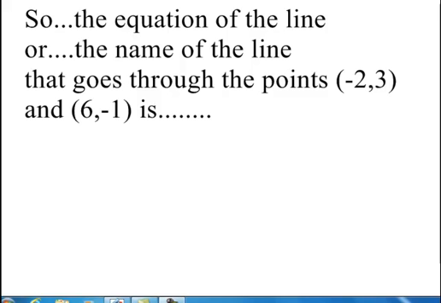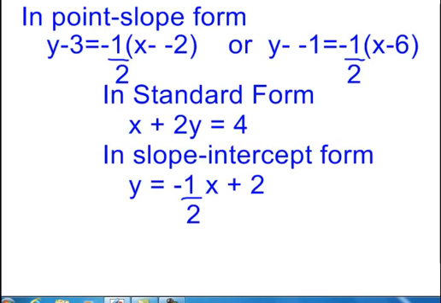So the equation of the line that goes through the points -2, 3, and 6, -1 is, in point slope form, y minus 3 equals -1/2 times the quantity of x minus -2, or y minus -1 equals -1/2 times the quantity x minus 6. In standard form, x plus 2y equals 4. In slope-intercept form, y is equal to -1/2 x plus 2. All 4 of these linear equations name the same line.